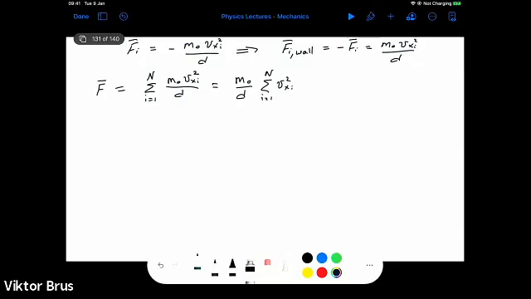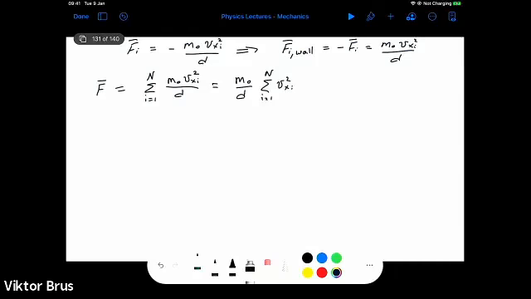So now we apply another point from the initial statement, which tells us that N, capital N, is a large number. So we have many molecules.